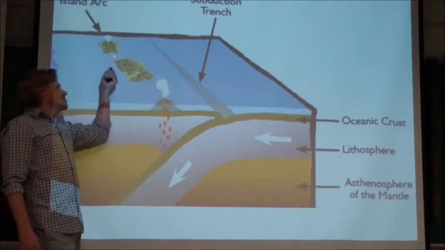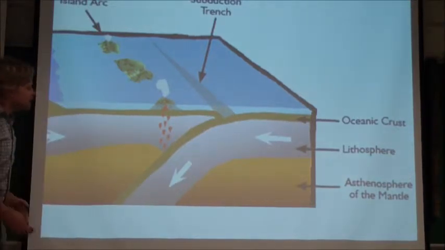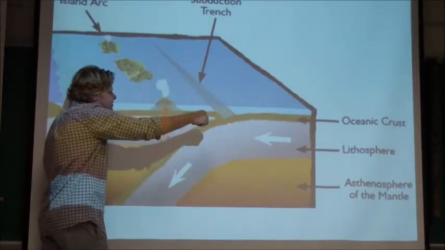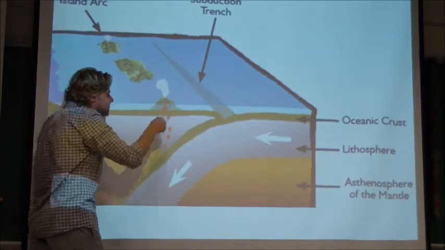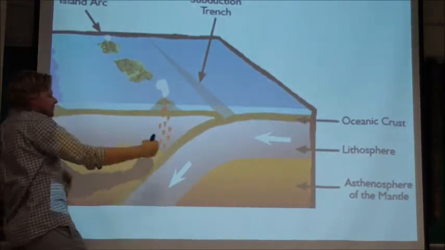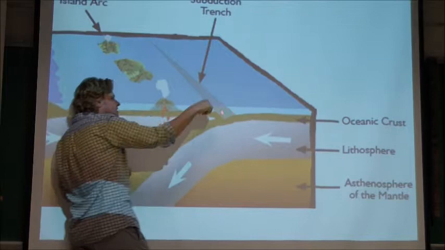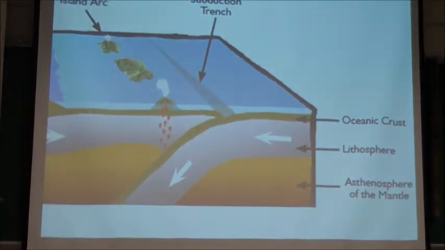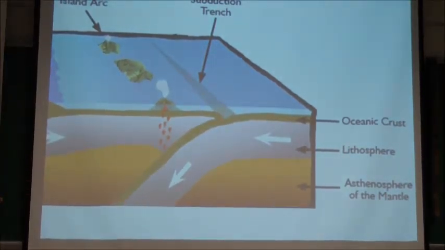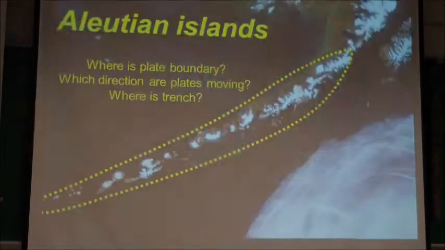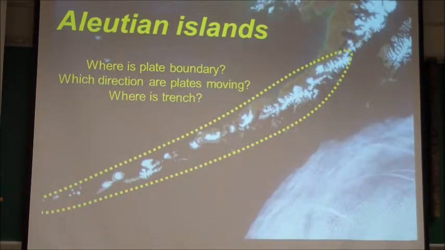And so it creates this very distinctive arc here. Once again, notice the trench, the deepest part, is actually before we get to the land masses. So we've got convergence, the trench is out here, but then the landform, the island arc, is more, in this case, to the left. All right, with that being said, here's the Aleutian Islands. Where is the plate boundary? Which direction are the plates moving? And where is the trench? Who wants to take a stab at these?